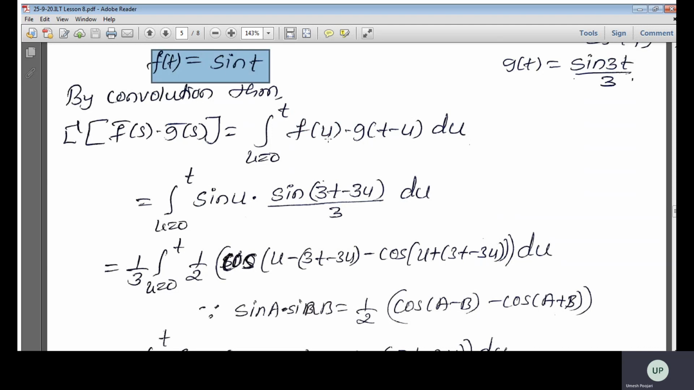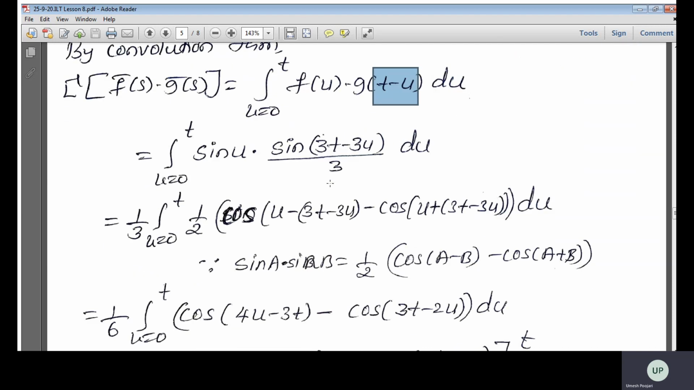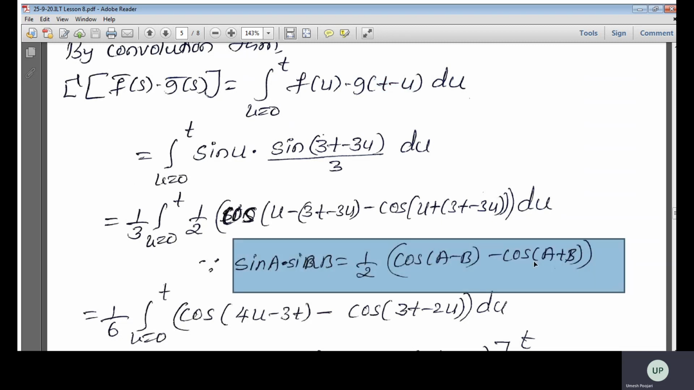So replace t by u, we get sin u, and g of t is sin 3t by 3, therefore g of t minus u will be sin 3t minus 3u divided by t. You should replace t by t minus u in g of t. Then 1 by 3 is outside. Again, this is in the form of sine A, sine B. What is the formula for sine A, sine B?